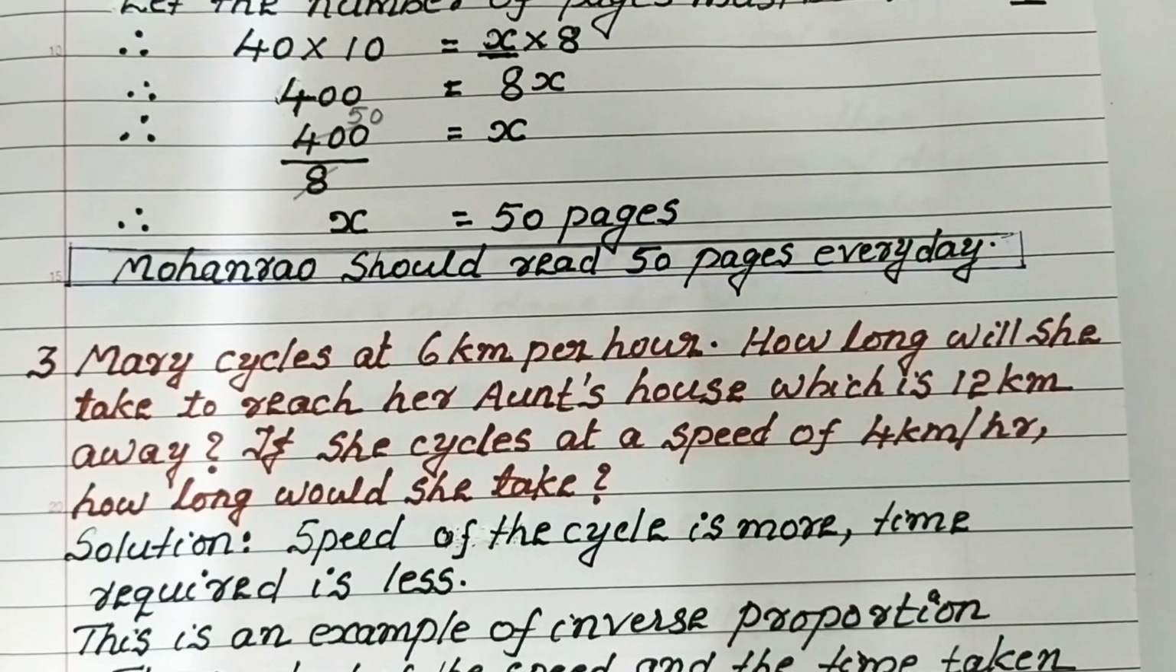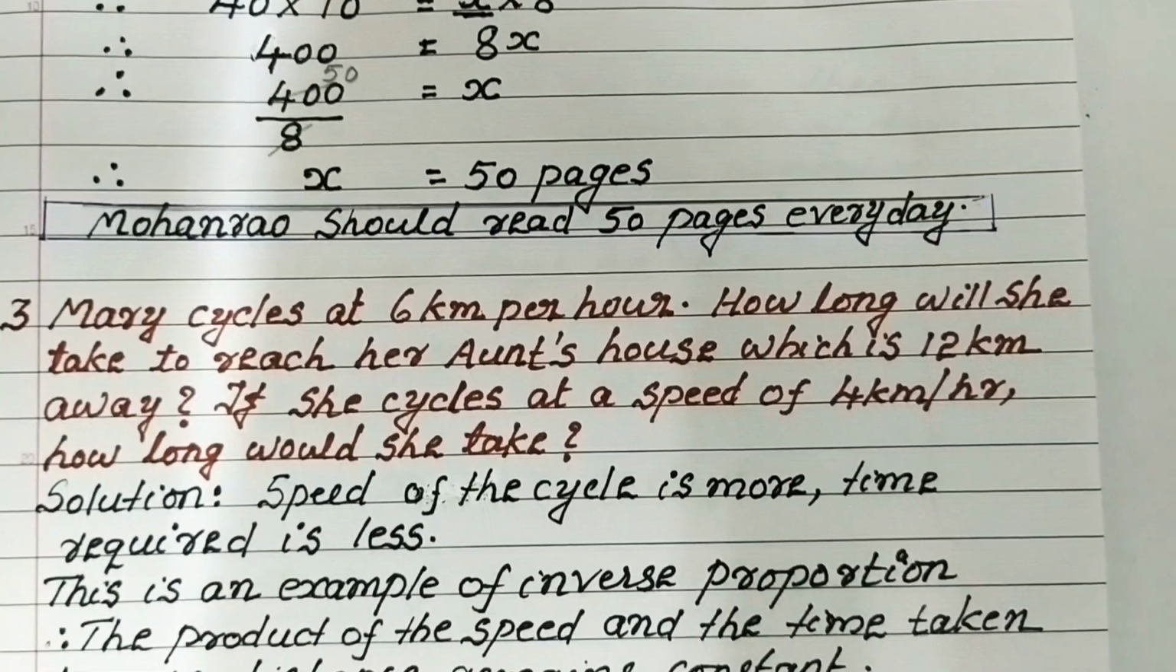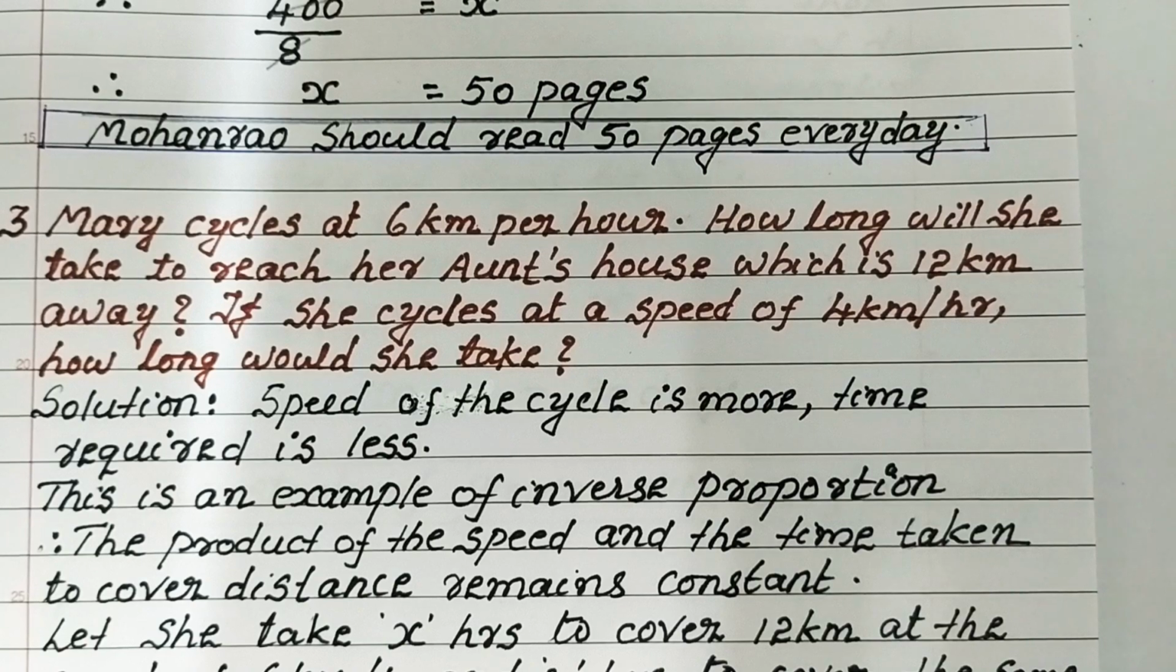Now, question number 3. Mary cycles at 6 km per hour. How long will she take to reach her aunt's house, which is 12 km away? If she cycles at a speed of 4 km per hour, how long would she take?